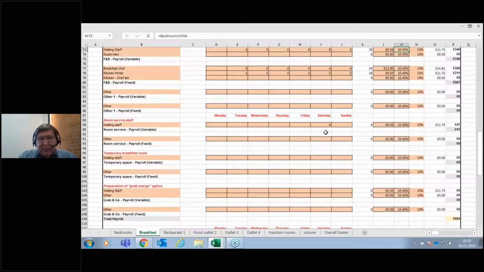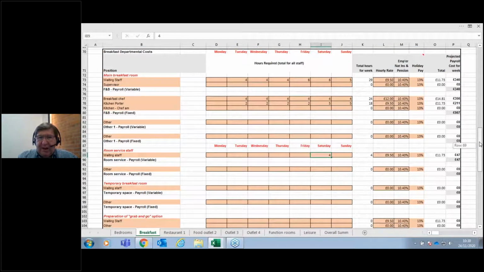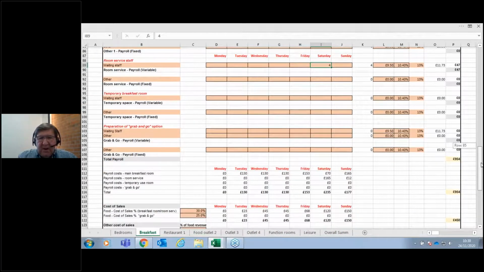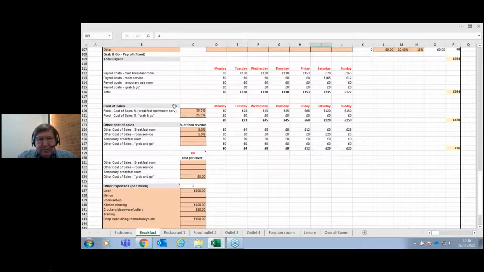And in the case of room service, we've decided that, look, Saturday's going to be really busy, so we need a dedicated member of staff in room service on that particular day. We can't really service it from staff out of the restaurant because we're just going to have so much demand and running around. And again, then back down to the bottom, cost of sales percentage. What do we think our breakfast and room service food cost of sales is going to be? If we offer a grab and go service, what's the cost of sales going to be?